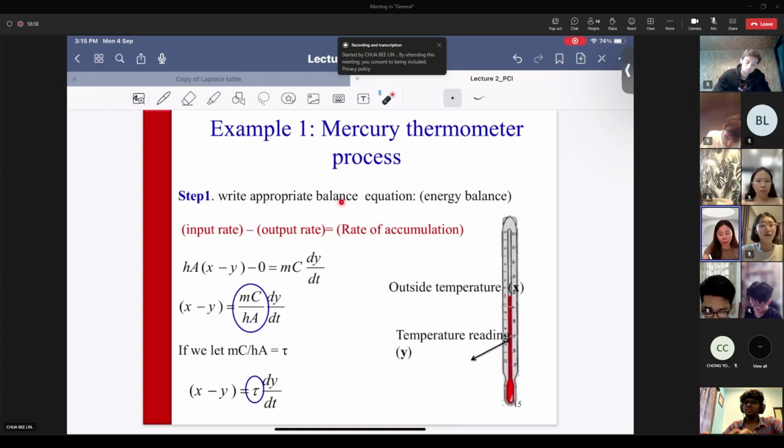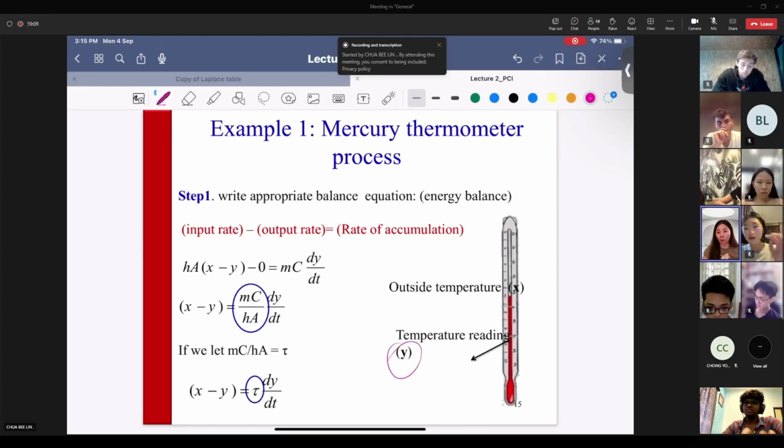So step 1, you have to write the balance equation. So this is the mercury. The temperature inside, you want to check the temperature of the mercury, it is your output. So it is the y. Why do you use the small letter? Because this is a time response. S response has no meaning. Whatever you get in S response, you have to inverse Laplace to get back t response. Only then you can substitute the time value to get the answer of this y.